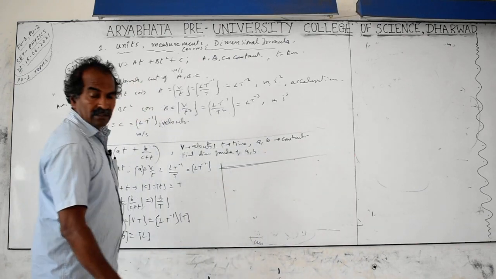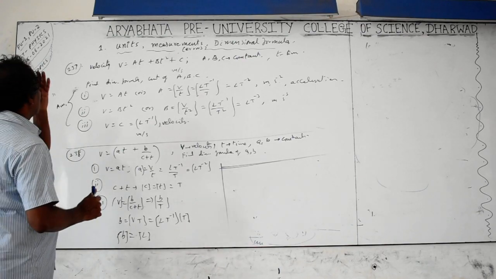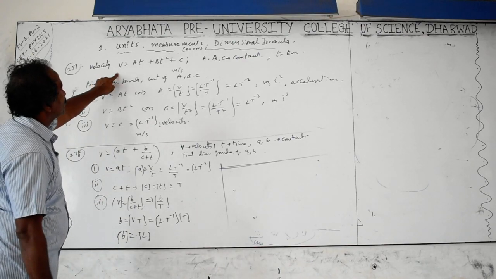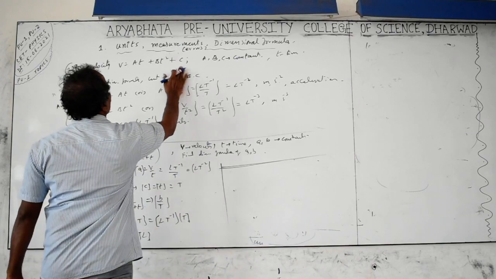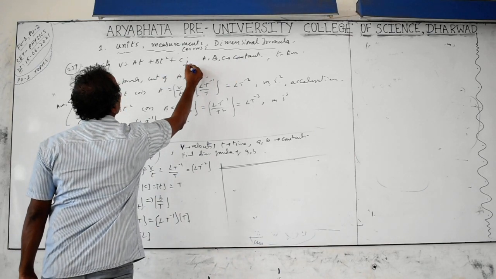Next, from the assignment problems, problem number 237. Velocity v equal to at plus bt square plus c is given for you, and units are given in terms of SI units, they may mention, or may mention it in terms of meter per second.